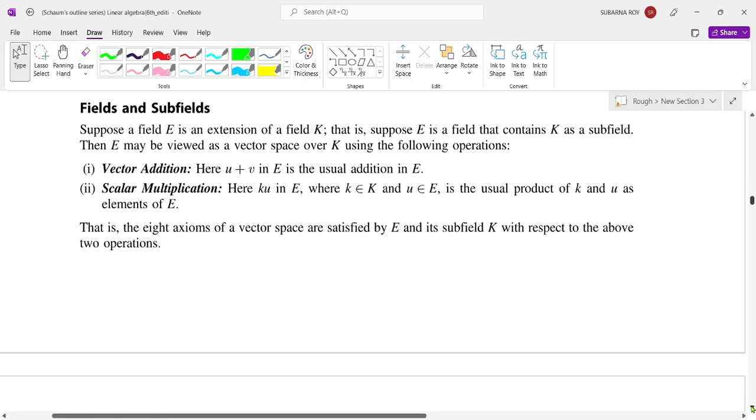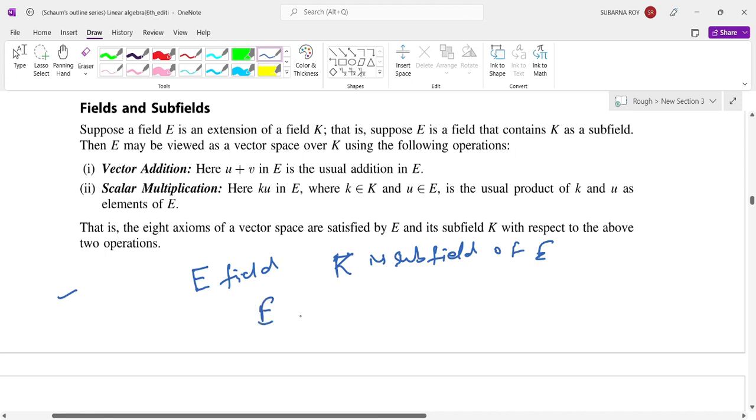And now we'll discuss field and subfield. If E is a field and K is a subfield of E, then E can be considered as a vector space over the field K, with this vector addition and multiplication.